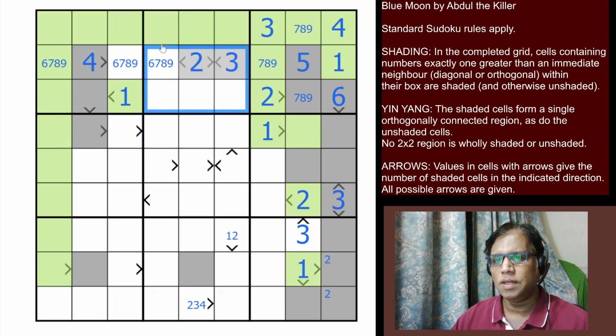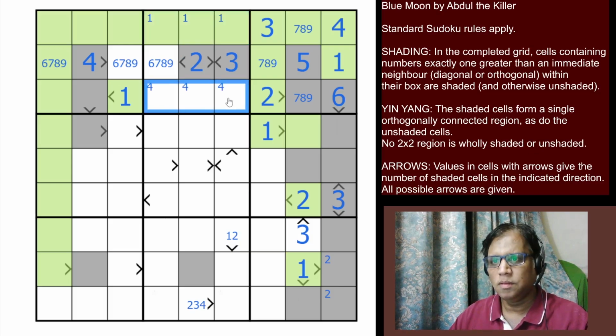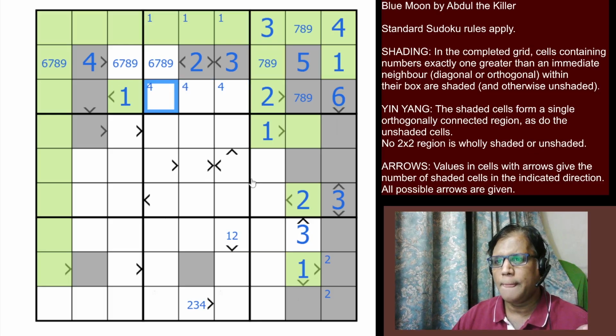So 1 is not here, 1 is not here, 1 is here. 2, 3, both are shaded. Yeah, so 2 is shaded, that's fine, because 1 is near it. 4 is somewhere here now, right? So that 4 will be shaded, otherwise this will be 4 shaded, but this will be 4 unshaded. Okay. 5 is not here. 2 is one of these, right? Okay.